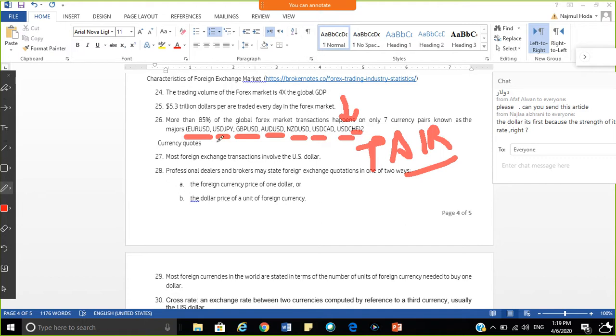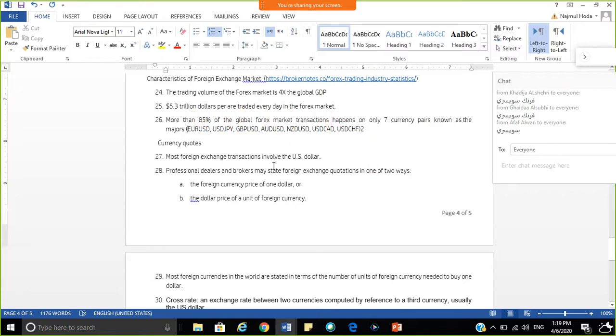Find out. Euro, this is euro, this is US dollar, Japanese yen, Great British pound, Australian dollar, New Zealand dollar. Yes, very good. Franc. This is francs, Swiss Re. Okay. US dollars, Canadian dollars, and CHF. All right. Let us go to the next.